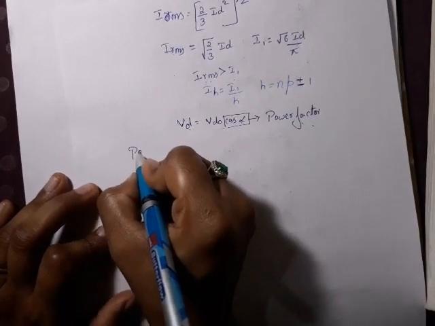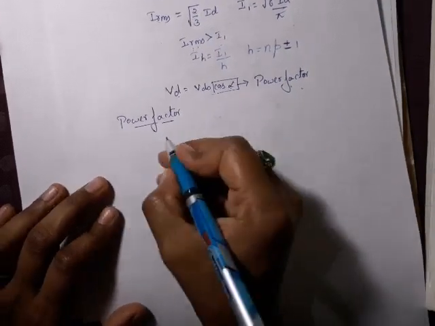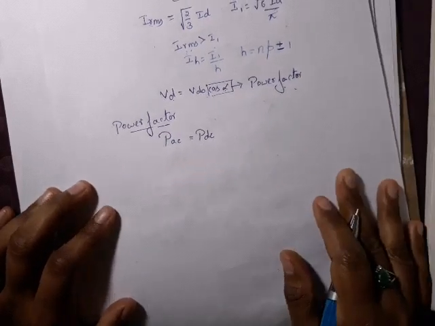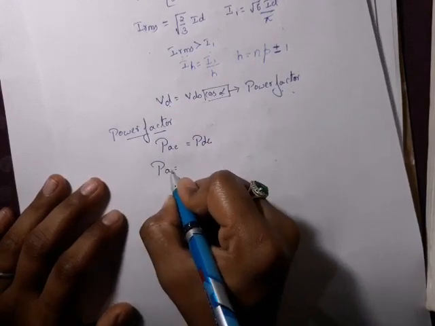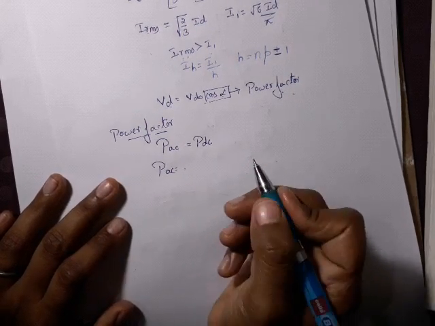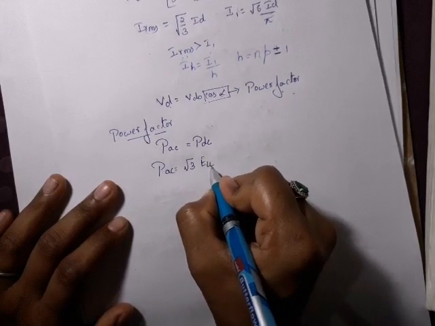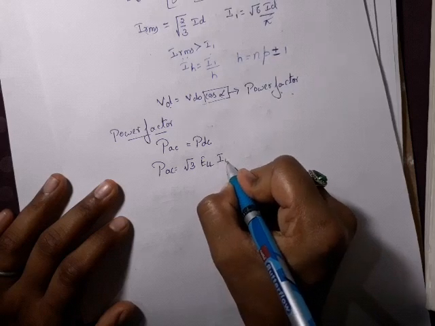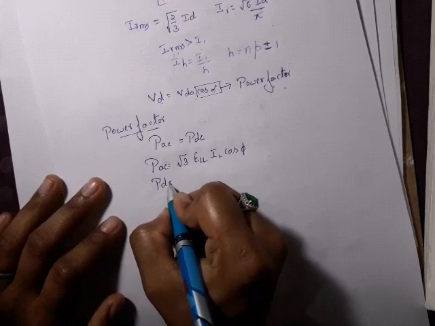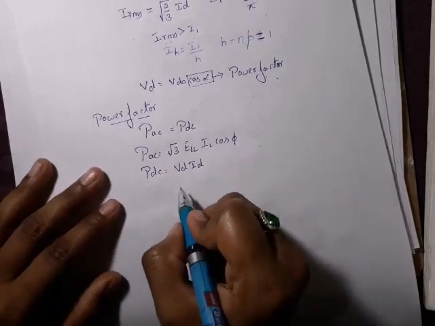So let us see now how it will affect the power factor. We'll derive it for power factor. To derive it, we need to equate AC power with respect to DC power. What is AC power given by? This is a 3-phase circuit, very basics. The AC power, with respect to line voltage and line current, is root 3 ELL, the line to line voltage, IL cos phi. The DC power is given by VD into ID. So now we need to equate these two.